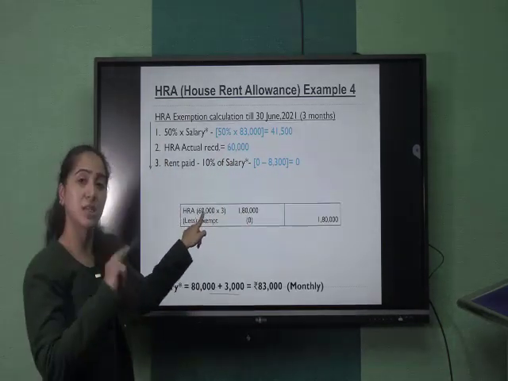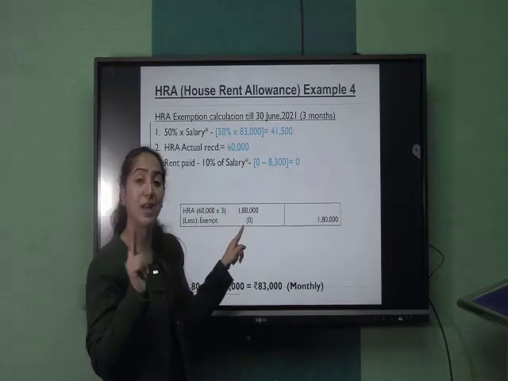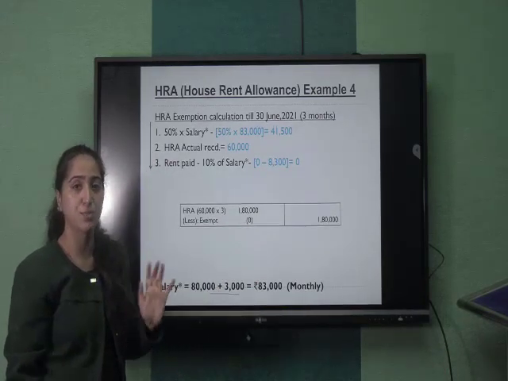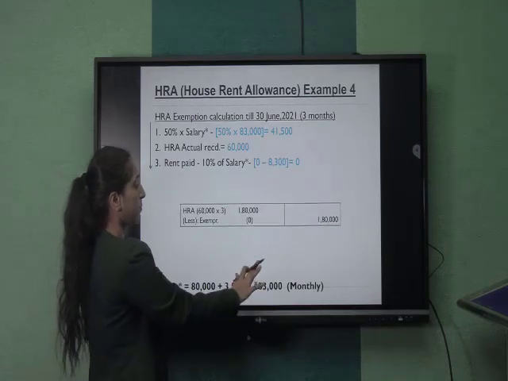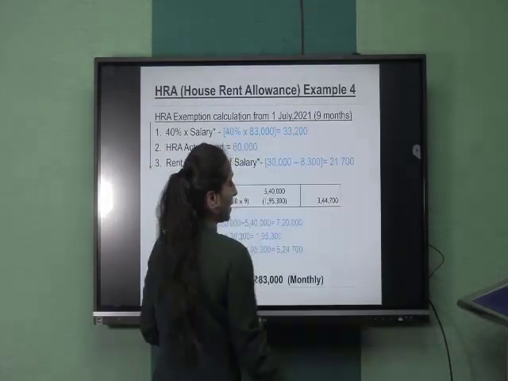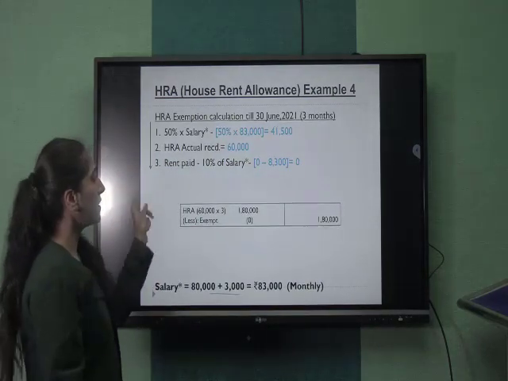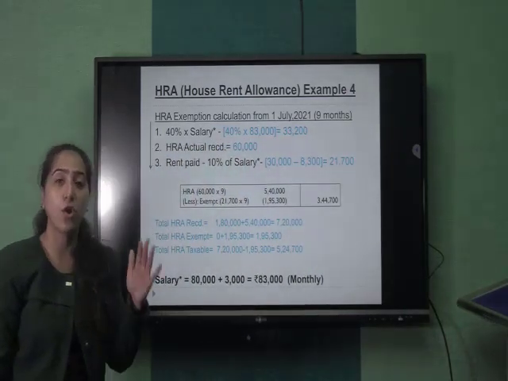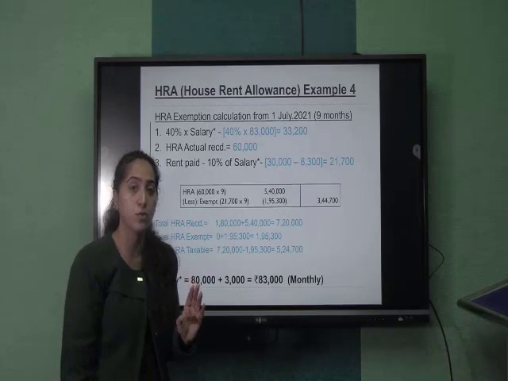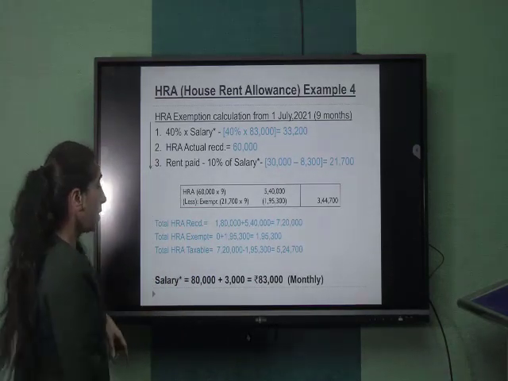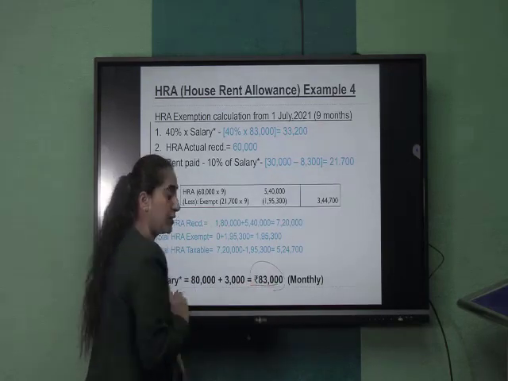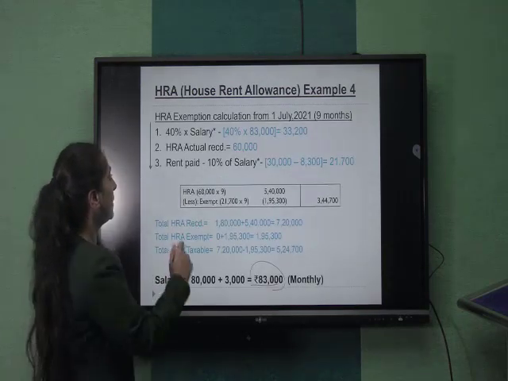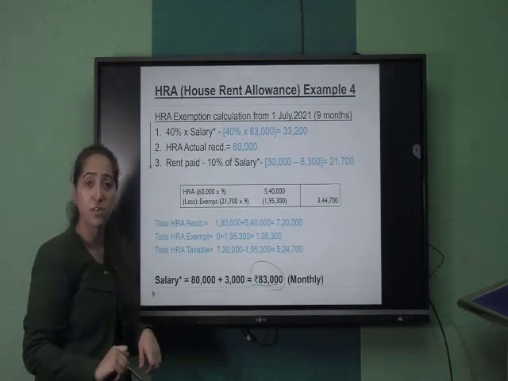So for 3 months, 60,000 into 3, he would be getting 1,80,000 as total HRA, but the exemption amount is going to be 0 in this case because he was living in his own house. So in this particular case, for 3 months, taxable HRA comes out to be 1,80,000. Now let us do the calculation for the next 9 months. July onwards, he was living in Noida in a rented house and paying rent of 30,000. The salary remains the same, 83,000, but the amount of exemption is going to be different. So now let us have a look. The first figure would be 40% of salary.